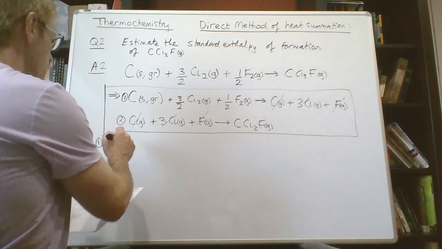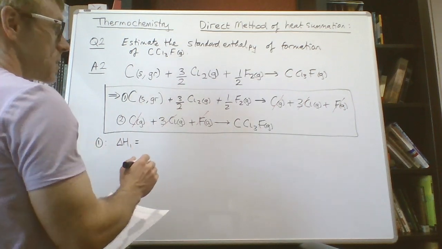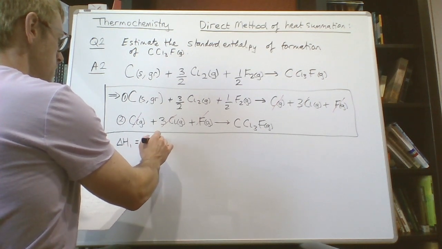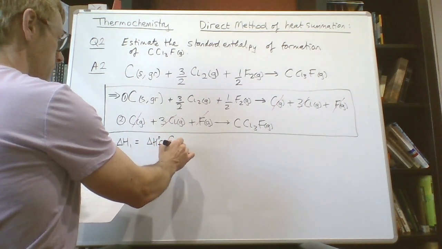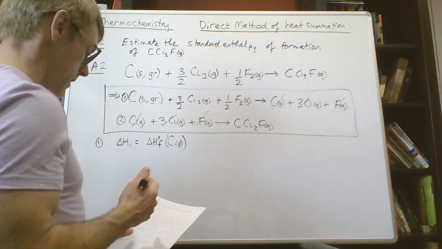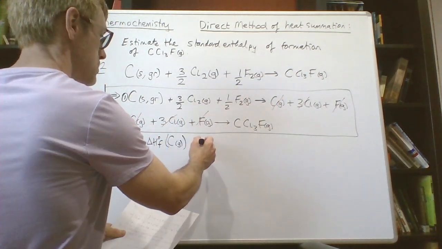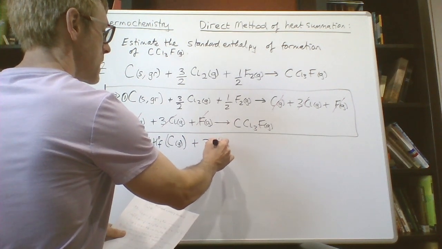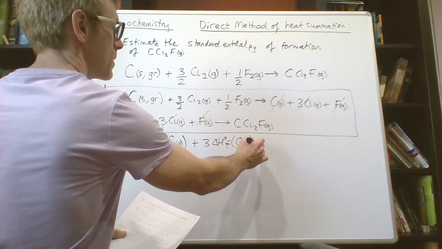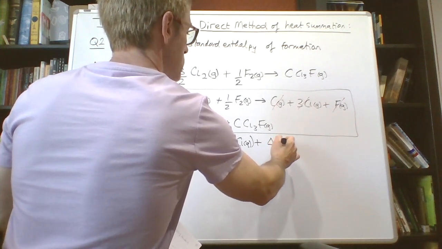Okay, so for equation 1, we need to calculate the enthalpy change for equation 1. And this is going to be the standard enthalpy of formation of carbon in the gaseous phase. So how much energy is needed to make carbon a gas? We have to account for that. How much energy is needed to make 3 lots of chlorine as a gas? So we need 3 times the standard enthalpy of formation of gaseous chlorine. And we need how much energy is needed to make fluorine in the gas phase.